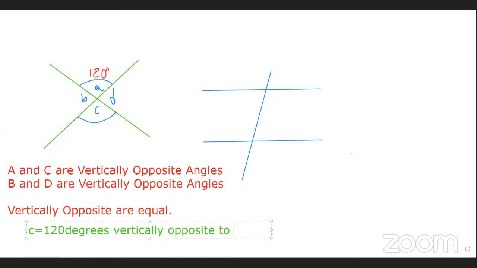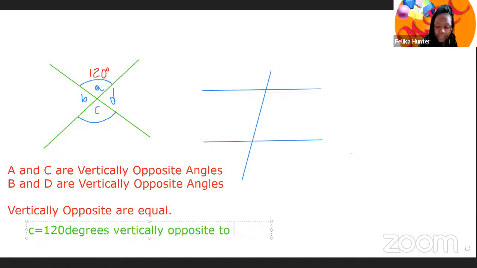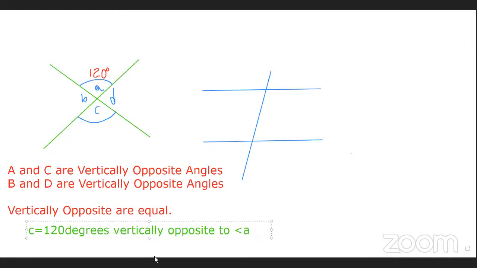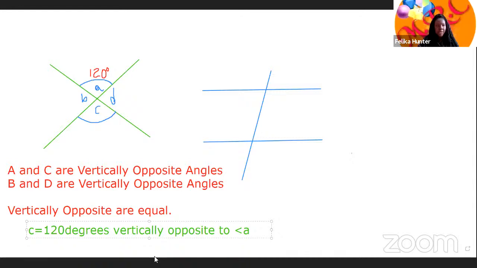And you can use the angle symbol. So this is the angle symbol, to angle A. So you use the angle symbol, all right? That's the little symbol there to say angle A. Everyone good so far? Yes, miss. All right, good. So that's angle A. That's the first part there.